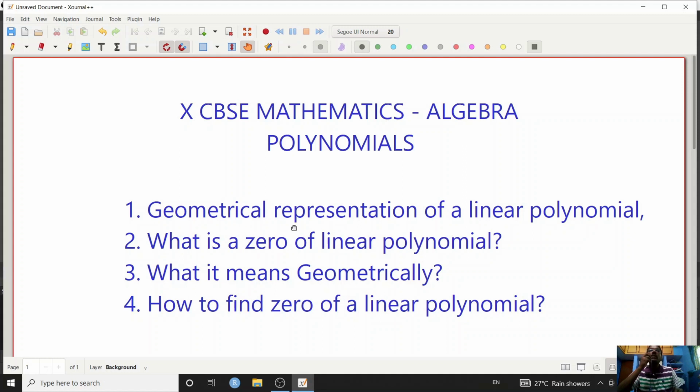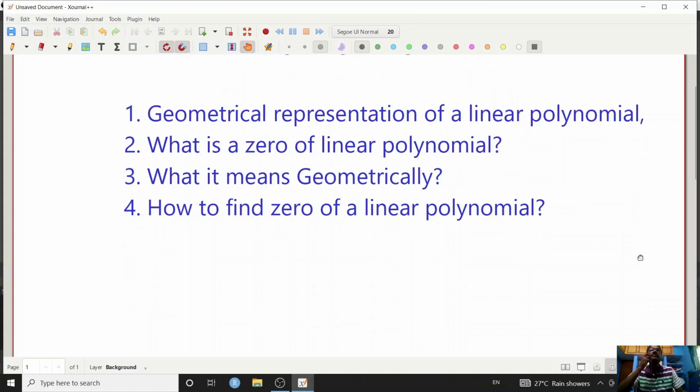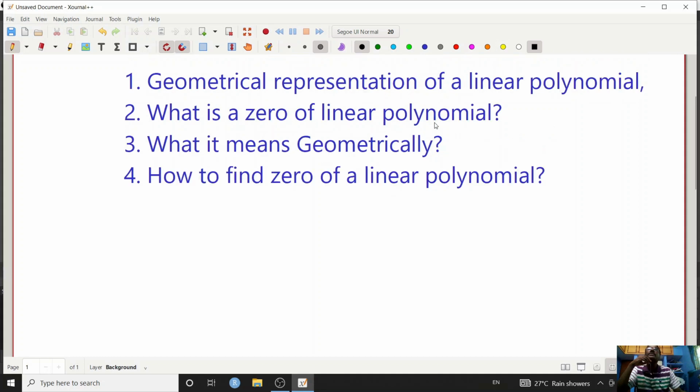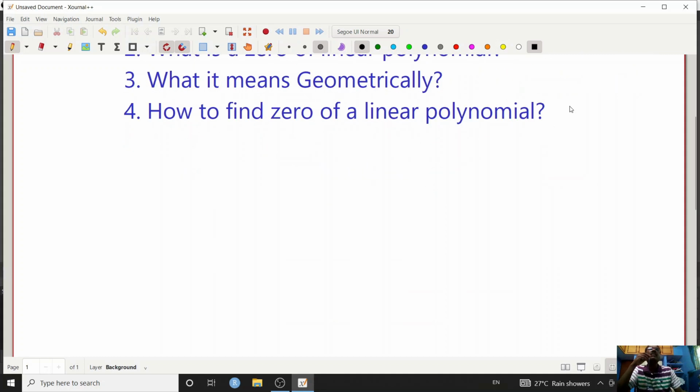Now we will answer one by one. Let us consider a linear polynomial. So what is the first question? The first question that we are going to answer is the geometrical representation of a linear polynomial. Now, what is the general form of the linear polynomial?